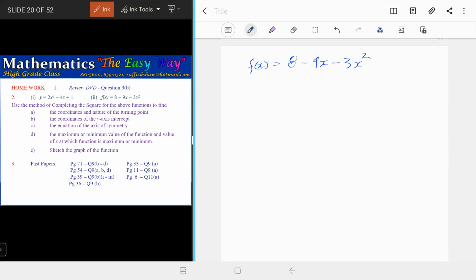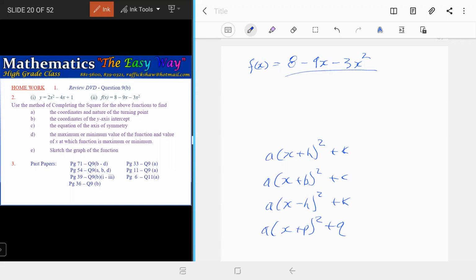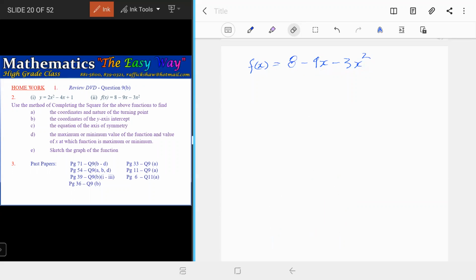And I want us to complete the square. They might write again a into x plus h squared plus k. That's what they write most times, although sometimes they write a into x plus b squared plus c. Sometimes they even write a into x minus h squared plus k. And sometimes they might even write a into x plus p squared plus q. So write this in one of these formats. They give all those different ones, and sometimes even other stuff as well. But because they keep changing what they give, I don't want you to get mixed up and confused in the exam. We're going to stick to one standard thing.